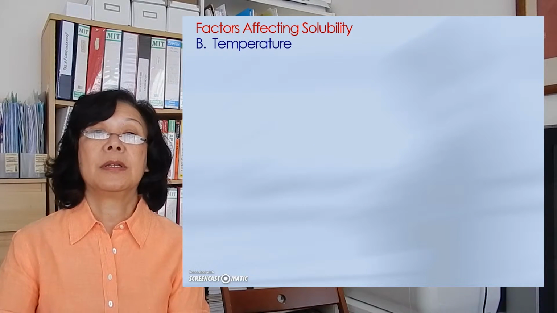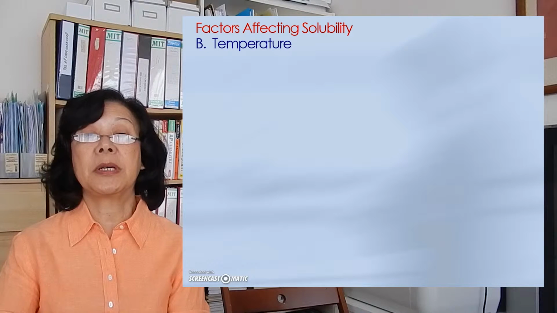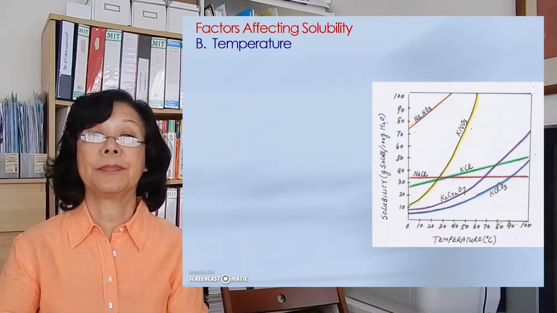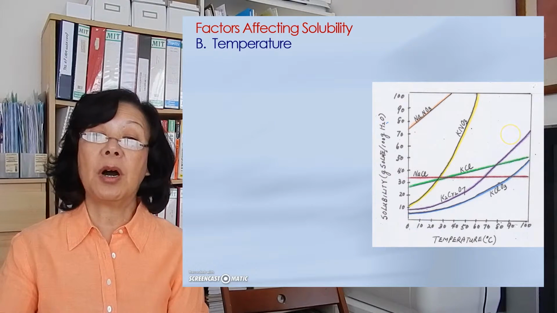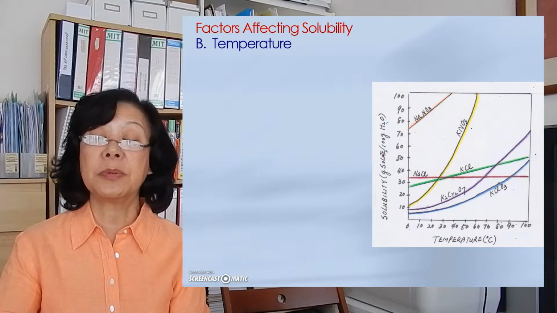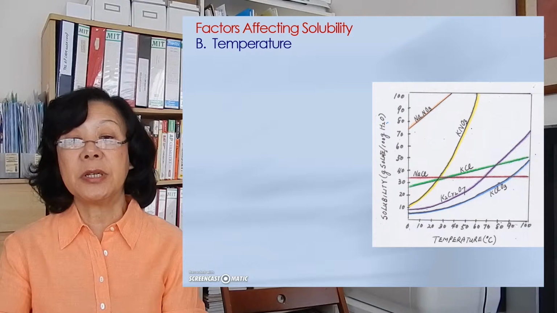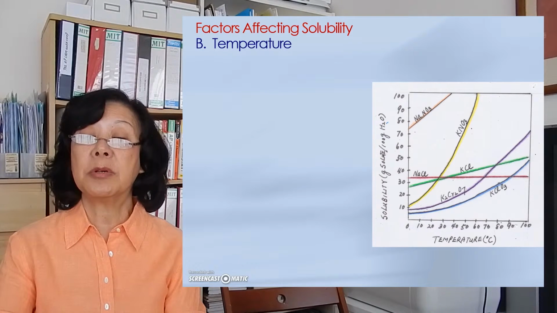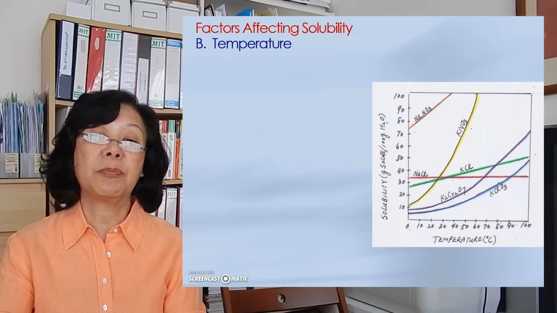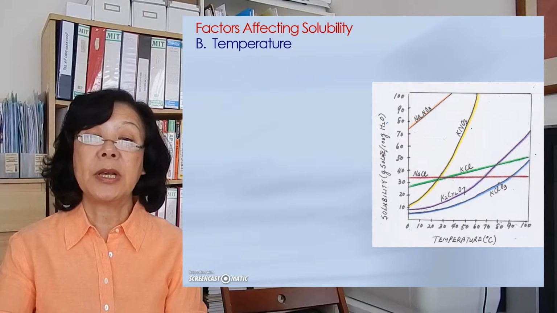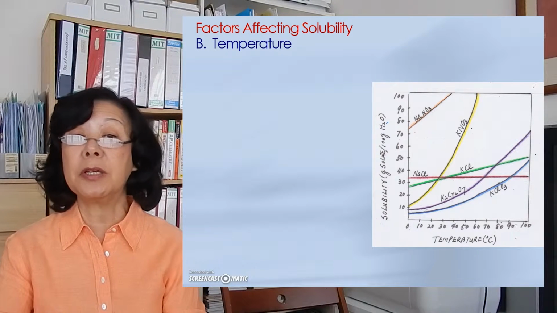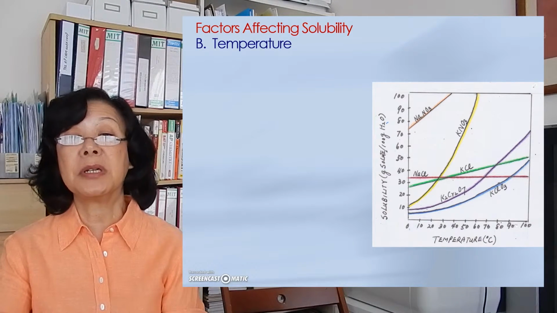The factors affecting solubility, second one is temperature. Here, look at this diagram of solubility of grams of solute in 100 grams of solvent water versus temperature. As you can see, most of them have a positive slope going up as temperature increases, solubility increases, but with sodium chloride it's a little bit flat.